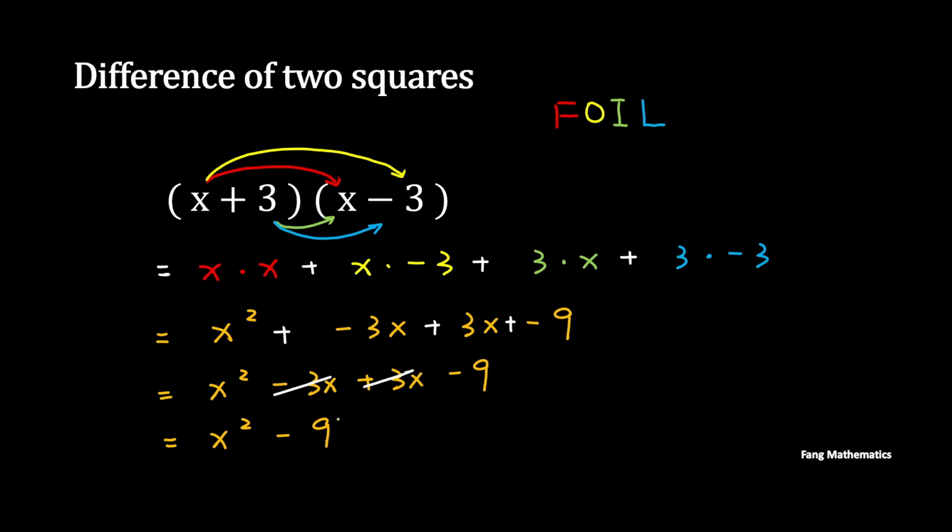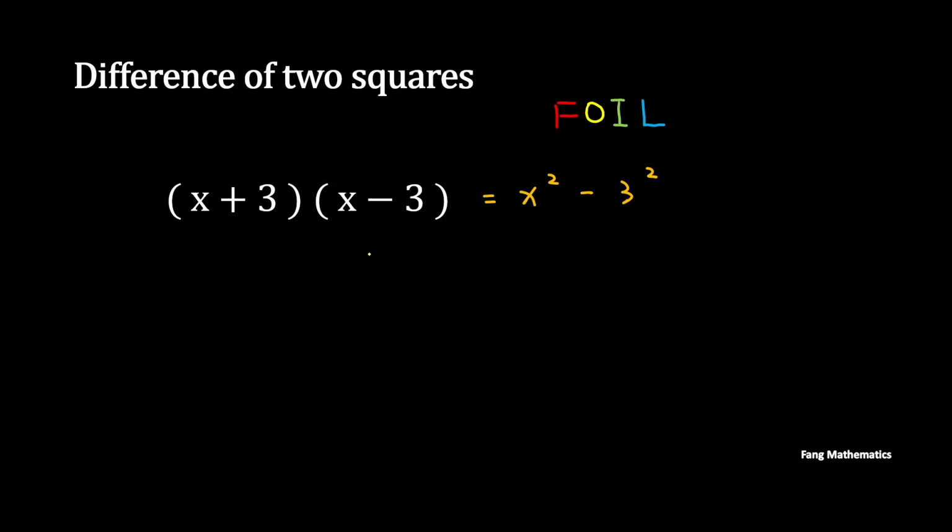And I would like to rewrite this 9 in terms of a square number, that is 3 squared. And now I would like to generalize this rule, and this is called the difference of two squares. The reason is if you refer to the right-hand side, you see that you have x squared, that is a square, minus the other, 3 squared.